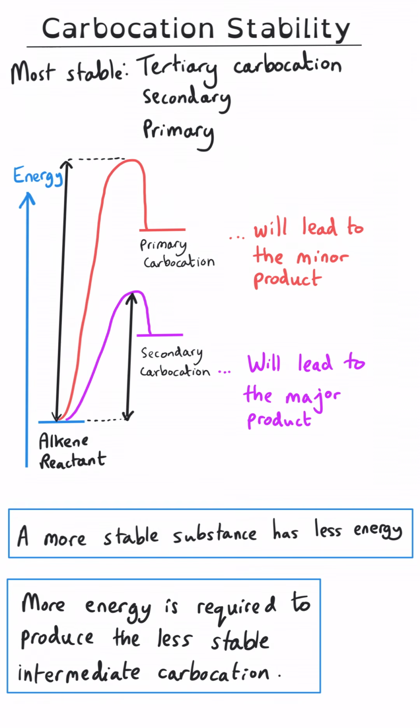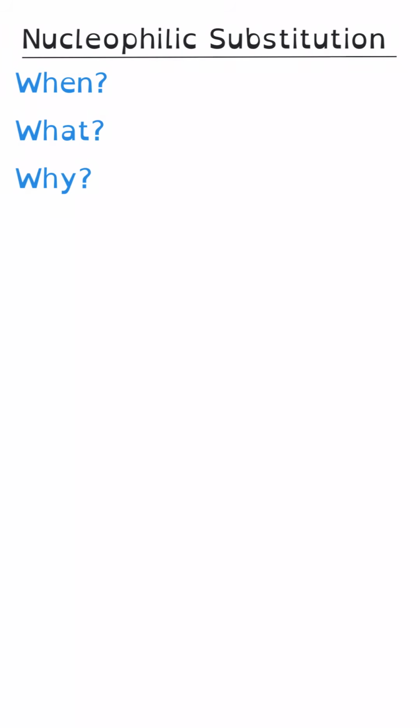And so the more stable carbocation is the one that will lead to the major product, and the less stable carbocation will lead to the minor product. The second mechanism I want to look at is nucleophilic substitution.